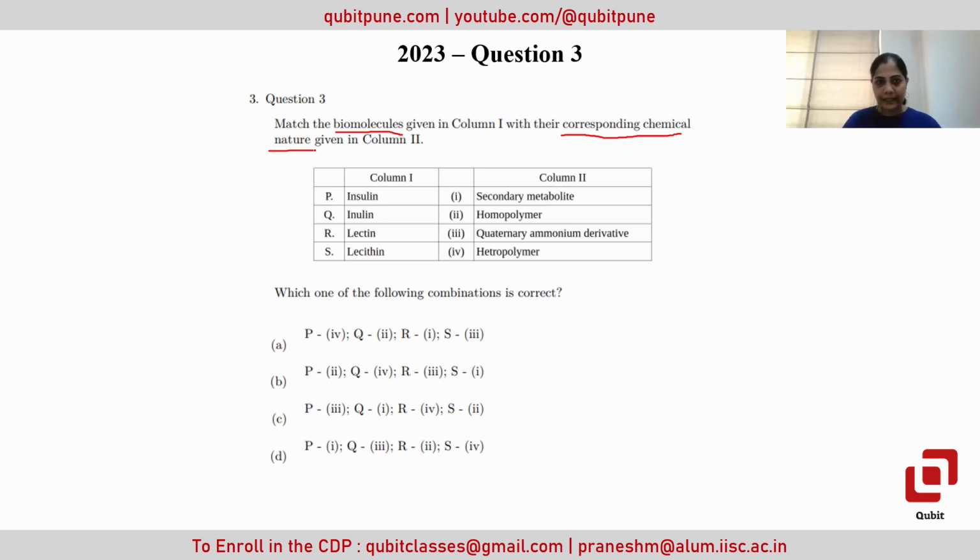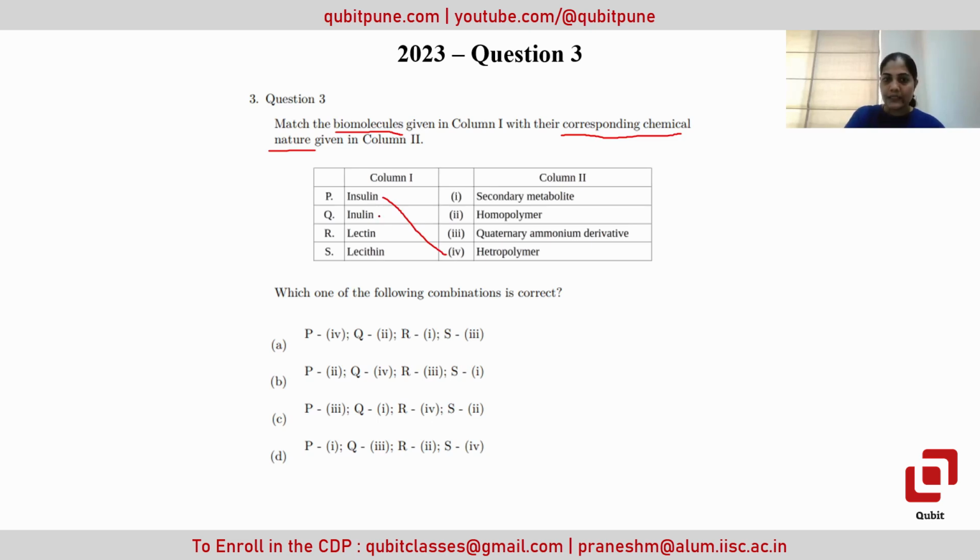Yes, option A is the correct one. So biomolecules and their corresponding nature is what we are talking about. So this is from the biomolecules. So insulin is an example of a protein. This is an enzyme which is proteinaceous in nature. And as you all are aware, all the proteins are heteropolymers. They are not homopolymers, which is a characteristic of all the proteins.